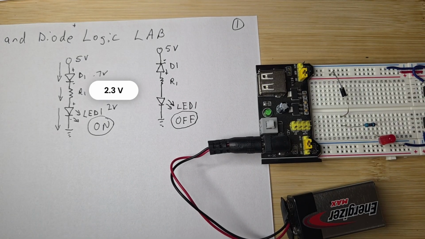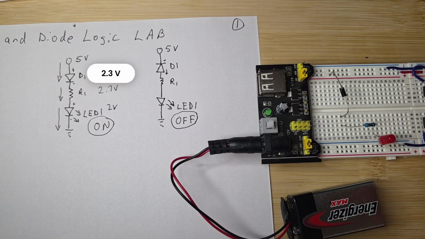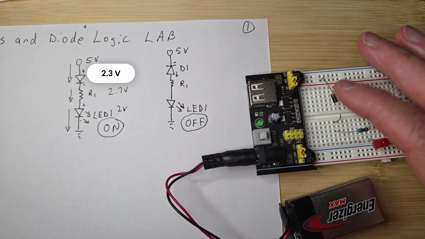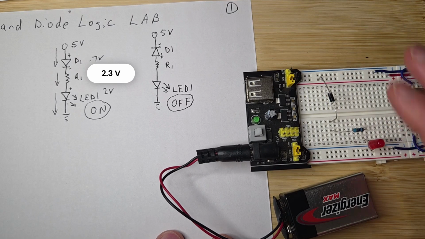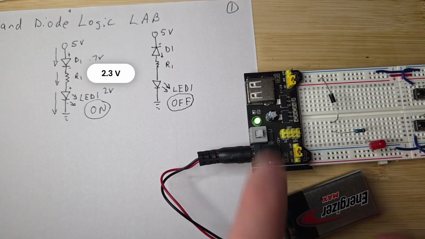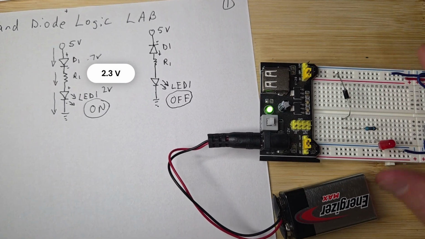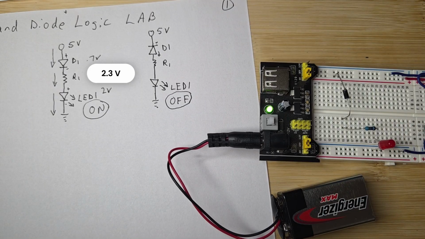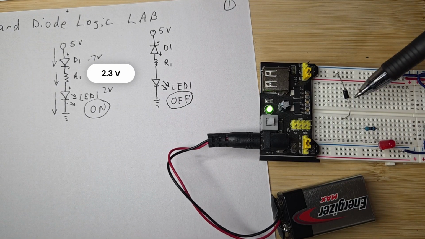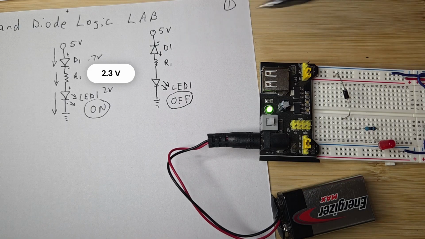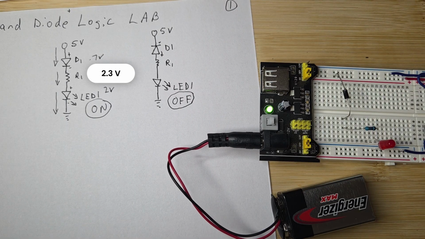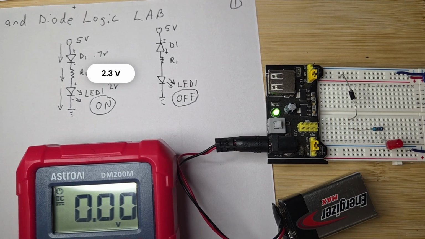You can put quite a bit of current through it in reverse mode where it will block it, but they will heat up too, so you've got to be careful of that. So let's turn this on, and I've got nothing. Right now I've got 5 volts, and it's reverse biased, so it's blocking it, no current flow. Let's measure the voltage across here and see what we got.